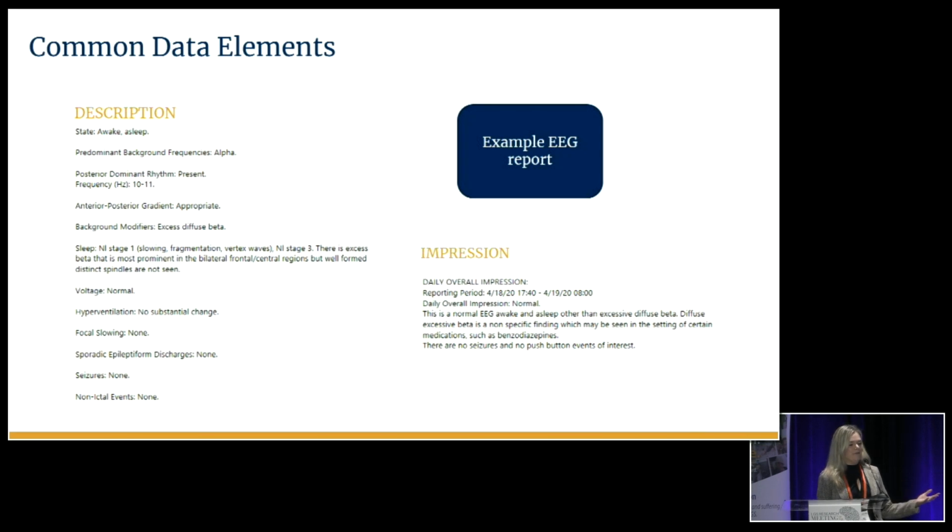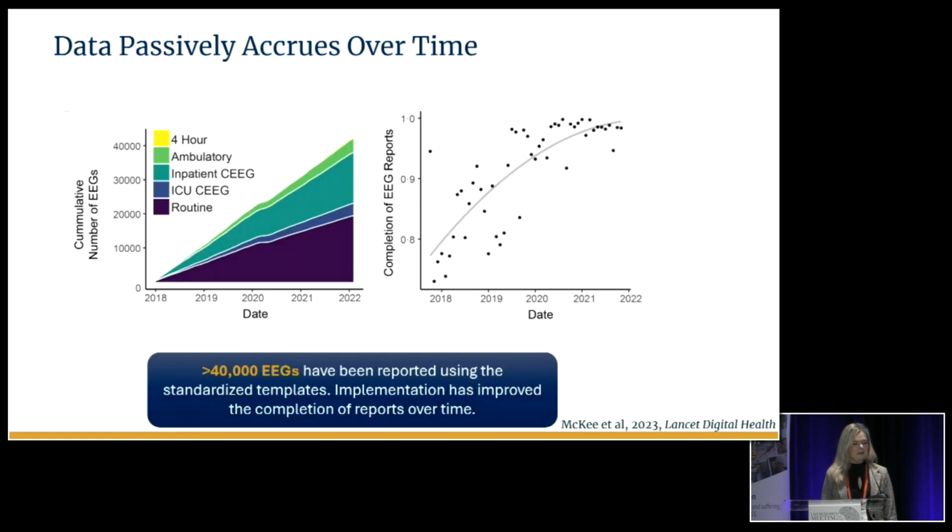So first and foremost, this creates a clinical EEG report, which I'm showing you an example of here. But then we can also extract this data for research. So here I'm just showing the volume of our EEGs reported using this common data element form over time, and this is actually very out of date. This is only up to 2022, and we're now up to around 100,000 EEGs reported using this template. So I'm excited about the research potential of these.